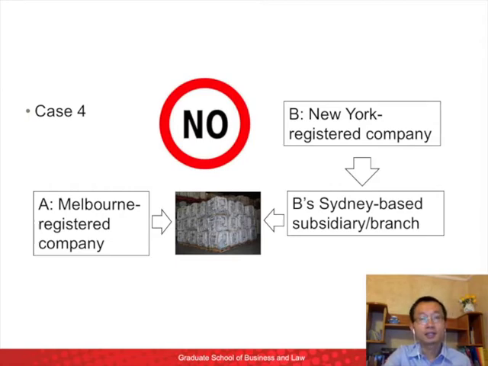Let me take another example. A is a Melbourne-registered company. B is a New York-based company. A entered into a contract directly with B's Sydney-based branch about the sale of goods. This contract is not governed by the CISG because their places of business are in the same nation state, in Australia.